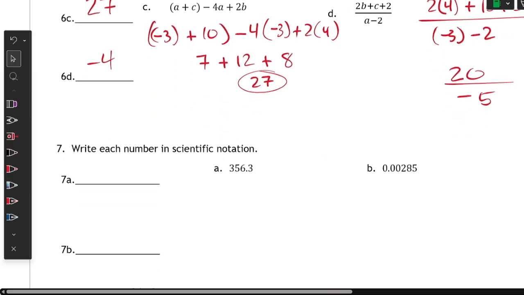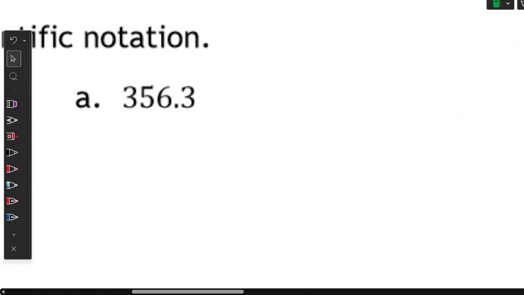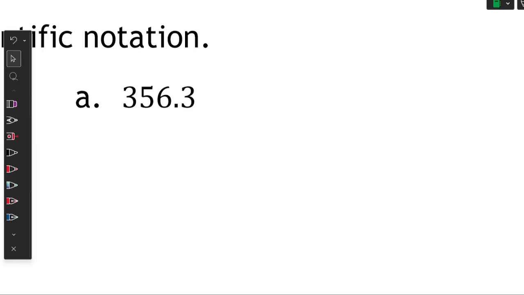Write each number in scientific notation. So again, the goal is to write numbers in that format of scientific notation that have the exact same value as the number I see here. So I'm going to begin by placing a decimal right after the 3. So I've got 3.563. And I'm going to multiply this by some factors of 10.